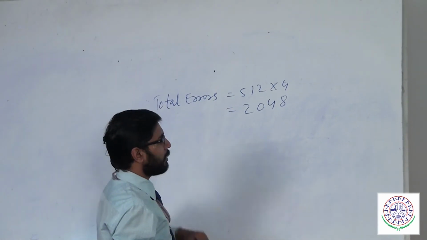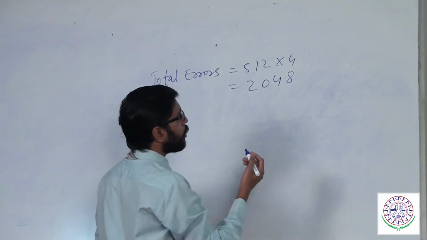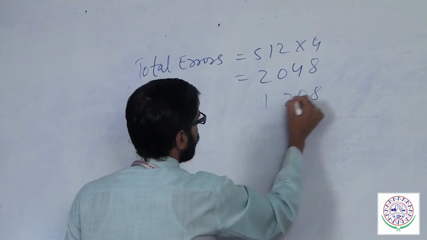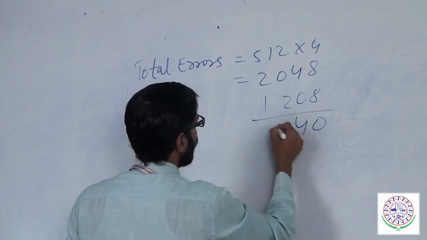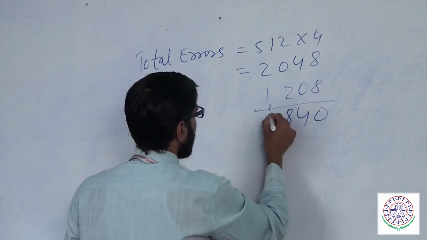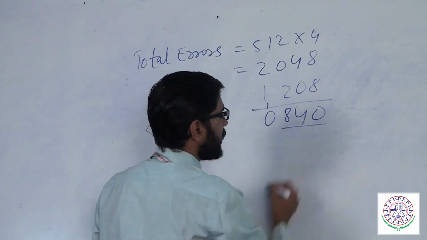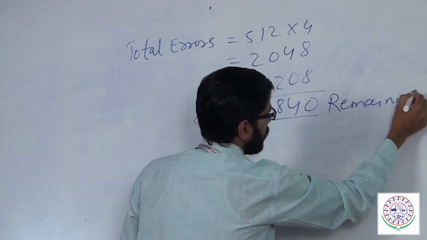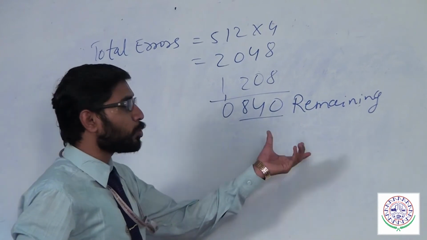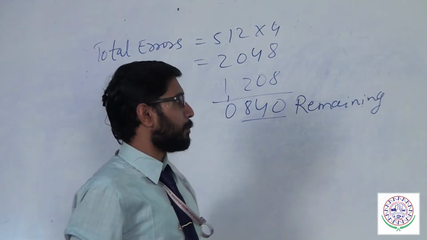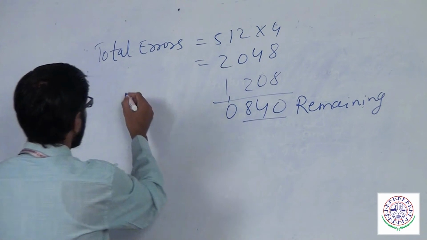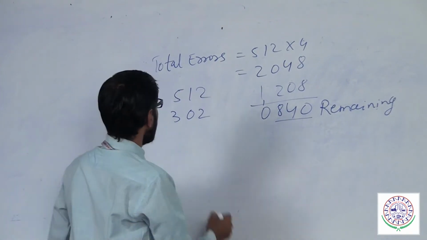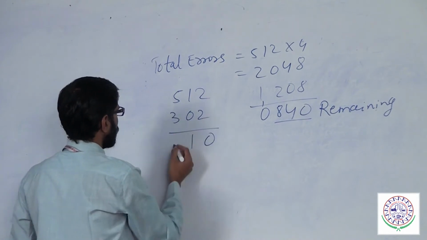Out of 512, 302 pages are already done. So you need to subtract these errors, 1208. If you subtract, this will be 0, 4, 8, 0. So the total number of remaining errors, I can call it the remaining errors. These remaining errors you need to distribute in the remaining pages. So out of 512, if you subtract 302, how many remaining pages are you going to get? This will be 0, 1, 2.